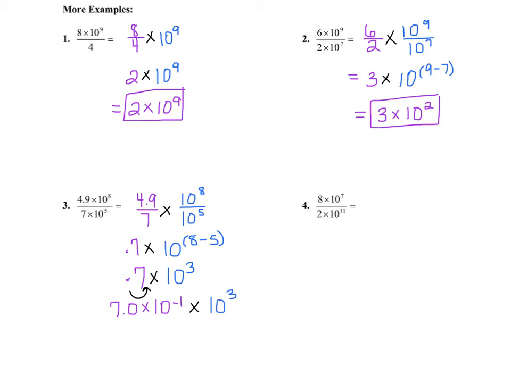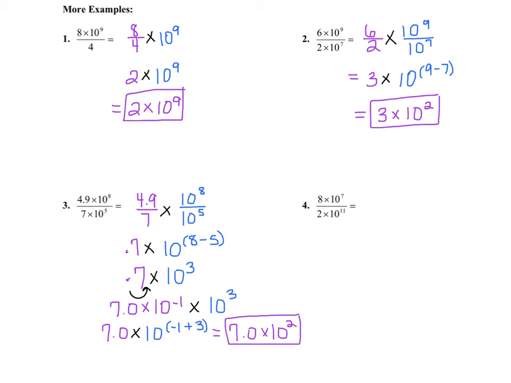Okay, so now our last step is you want to add your exponents. You want to add them because you're multiplying same bases. So now we have 7.0 times 10, and we're going to say negative 1 plus 3. And negative 1 plus 3 is going to give us 2. Therefore, our final answer is 7 times 10 to the second power.